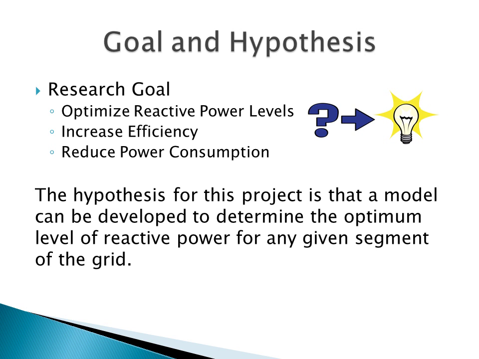The goal of this research is to optimize reactive power levels to maintain voltage stability amid fluctuations in load, while increasing efficiency and reducing power consumption. This will be accomplished by means of dynamic power factor correction. The hypothesis for this project is that a model can be developed to determine the optimum level of reactive power for any given segment of the grid.